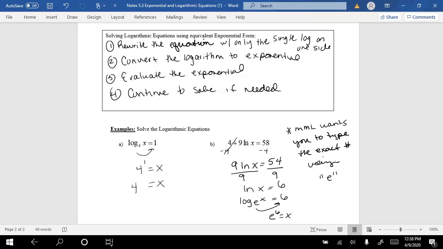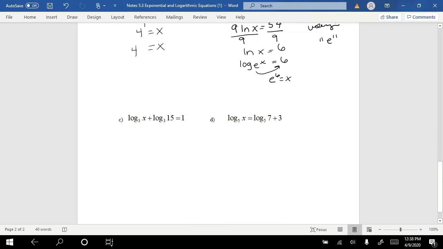In these, when we're rewriting this as a single log, sometimes you're going to have to go back to those properties that we've talked about earlier. Let's look at example C. I want to take what I know about expansion and condensing, and rewrite this as one single log. If I'm adding, I can condense by multiplying. So log base 3 of x times 15, which is 15x, is equal to 1. So I've rewritten it as a single log. That is step 1. Step 2 is to write it as an exponent. So 3 to the first is equal to 15x.